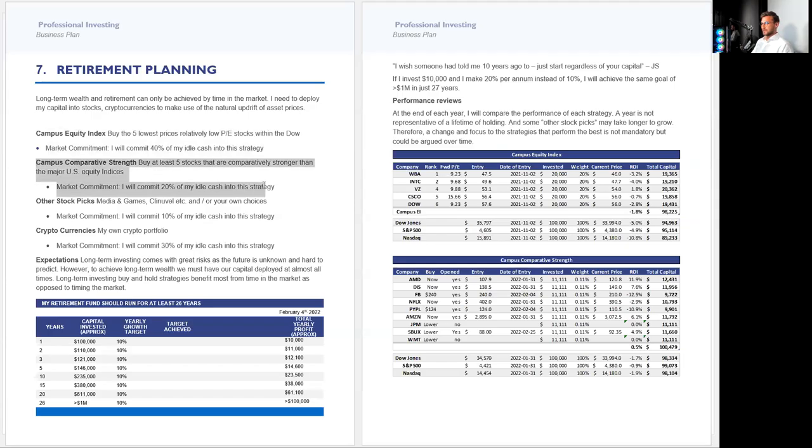The Campus Comparative Strength is offense. We're anyway trying to avoid the losers, but what we're also trying to do is pick the winners of tomorrow, which is extremely difficult to do consistently. So it comes with market experience and a set of skills. That's also why the percentages here should be different in the beginning, but you should definitely potentially do both. Because I know we all love stocks and we all want to go outside of that very boring Campus Equity Index, even though it does extremely well.